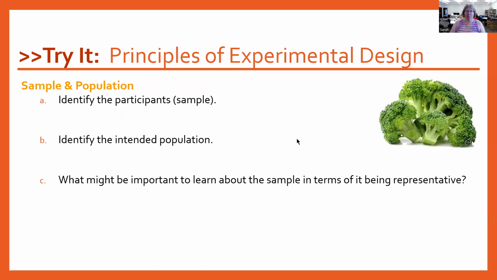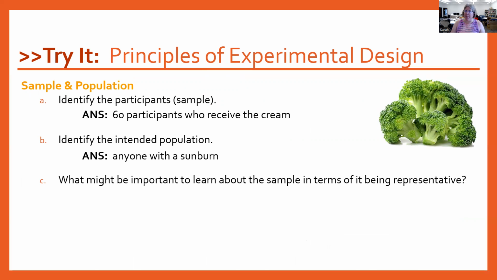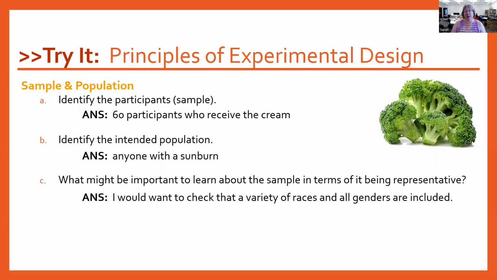Okay, sample and population. So the participants here are the 60 folks with the sunburns that receive the cream. The intended population: people's answers could really vary here, but I would think that the intended population is perhaps anybody with a sunburn, or at least hopefully ultimately that's your goal. And if that's my goal, and I think about things that might impact how people sunburn or not sunburn, I would want to check to make sure that a variety of races and genders are all included in this research.